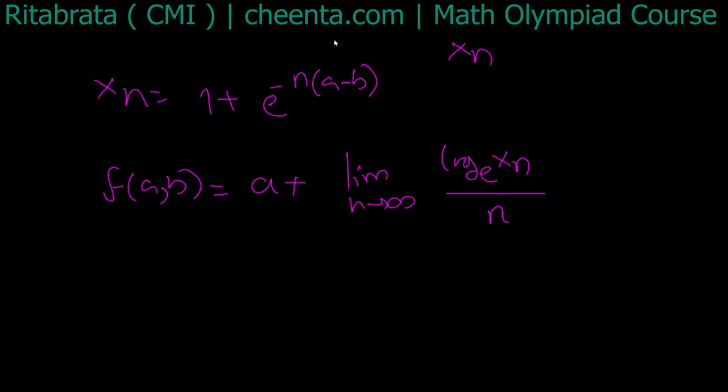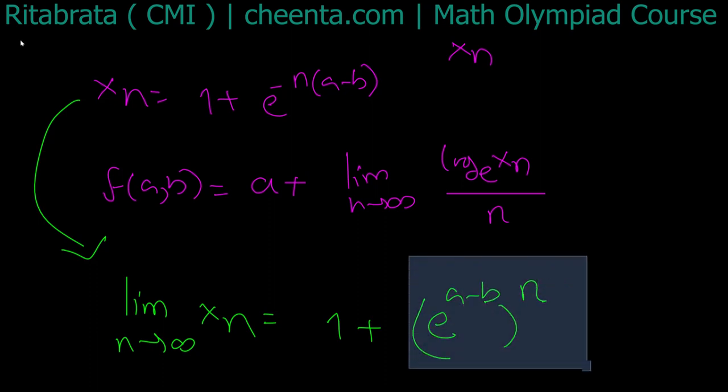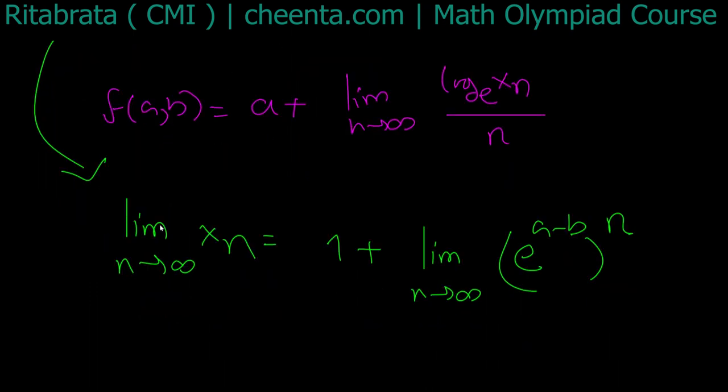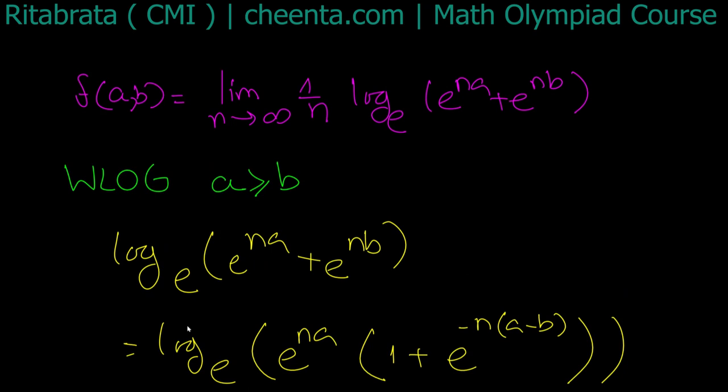Let's see what about log xn. I have xn to be this thing. Now where does xn go as n tends to infinity? It is (1 plus e^(a minus b)) to the power n, and this is the limit. And e^(a minus b) is a positive constant, as a is greater than or equal to b. So when a equals b, it will have a problem. So assume a is strictly greater than b.